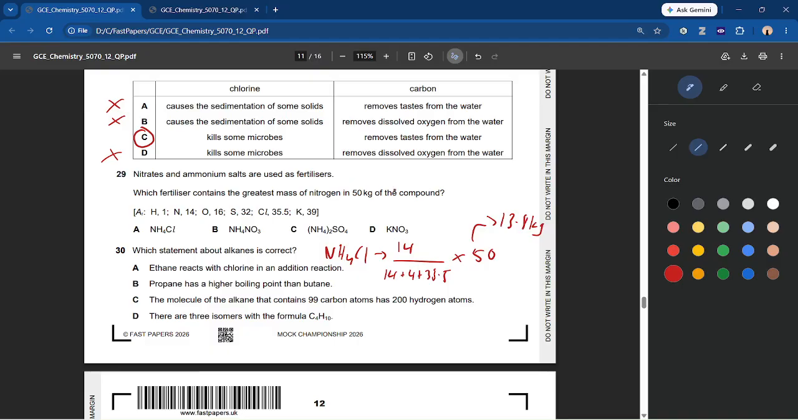Next, for NH4NO3, this will be 14 into 2 because there are 2 nitrogen over here. So again, that'll be 14 into 2 plus 4 hydrogen plus 3 into 16, which is 48, times 50, and this will give you a value of 17.5.